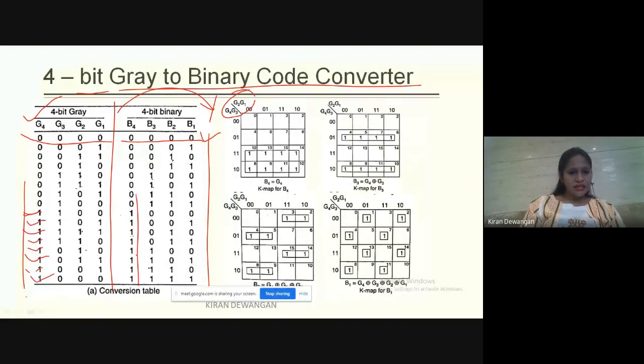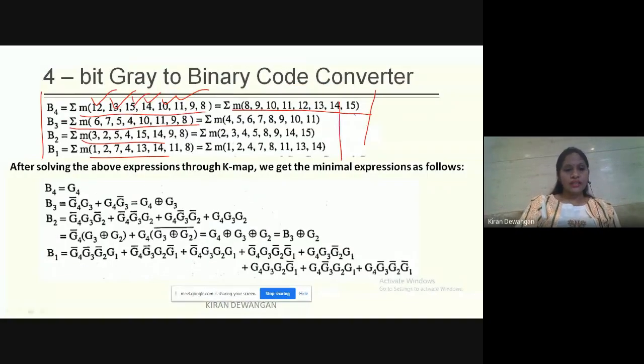Is this clear? It is similar to what we did in yesterday's class. Exactly what we did yesterday, we have to do here. But the inputs are G4, G3, G2 and G1, and the outputs are B4, B3, B2 and B1. So this is how we'll be getting our canonical terms. These are the canonical form of the expression. From this, we'll try to obtain this.